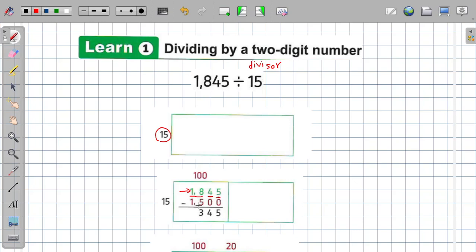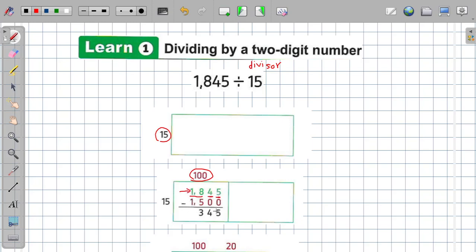So first I will write 15, and next I will write two zeros next to 15. So I will have 1500. So 15 divided by 15 equals 1, and I have two zeros, so the result here will be 100. And after that I will subtract the two numbers here.